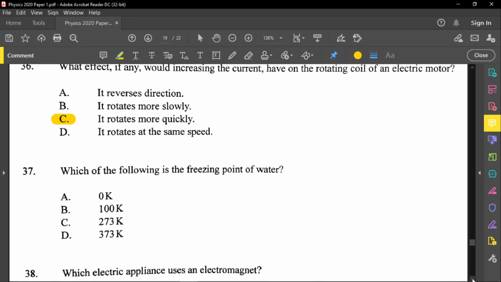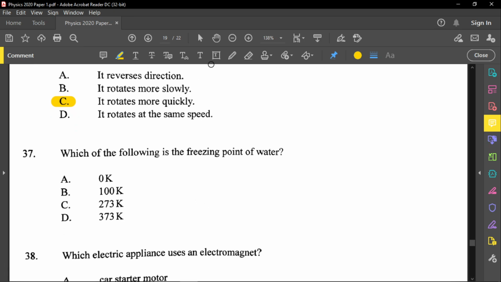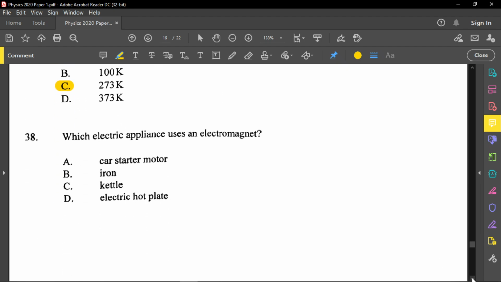Awesome. 37 said, which of the following is the freezing point of water? What I want to do is convert back into degrees Celsius, because water freezes at 0 degrees Celsius. From Kelvin to degrees Celsius, you minus 273. So if you minus 273 to get 0 degrees Celsius, you're going to get C. So option C is our answer. 273 minus 273 gives us 0 degrees Celsius. And water freezes at 0 degrees Celsius, pure water, as a matter of fact.